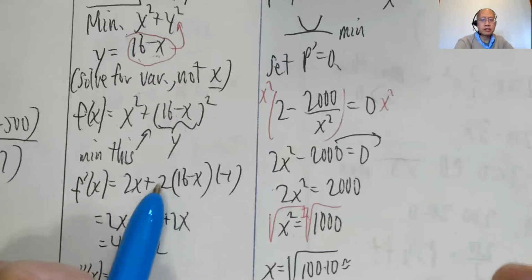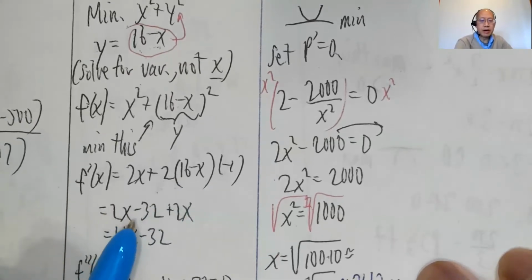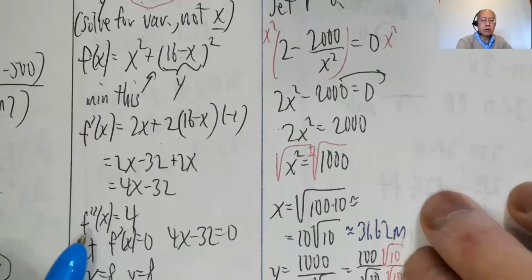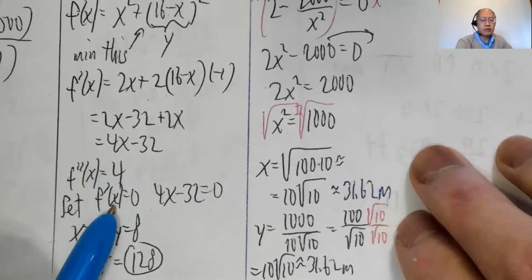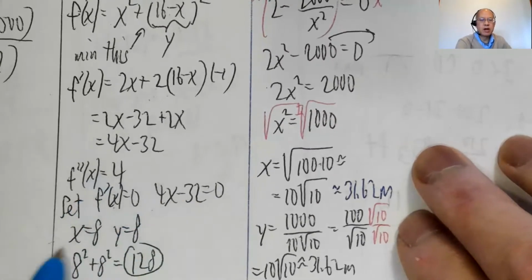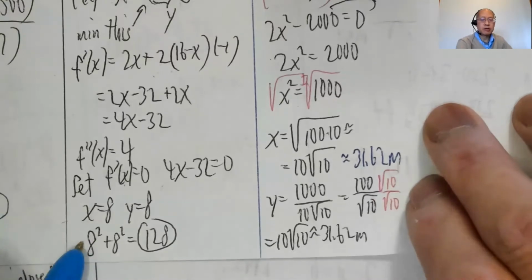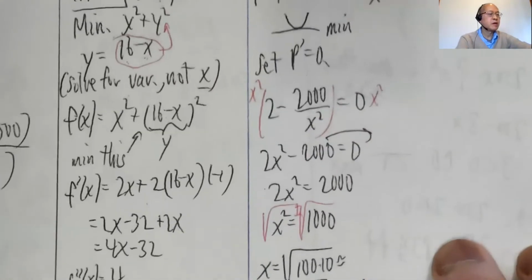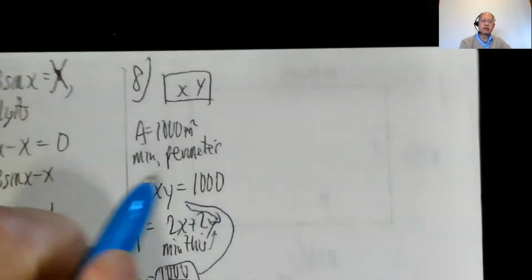f prime is 2x plus 2 times 16 minus x times negative 1. That's 2x minus 32 plus 2x, 4x minus 32. f double prime is 4. Okay, that's greater than 0, which means I will have a minimum. Set f prime of x equal to 0, 4x minus 32 equals 0. x is 8. Plug back in, y is also 8. And the sum of the squares is 8 squared plus 8 squared. Final answer is 128.